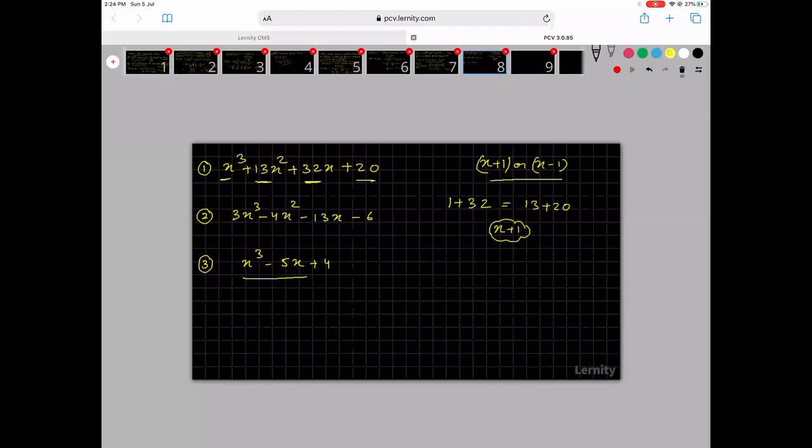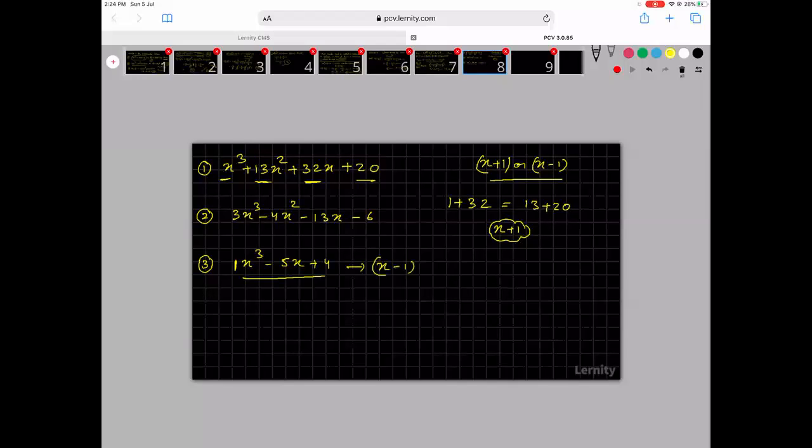Similarly, if you look at the third one, the sum of coefficients is equal to 0. Here you have 1 minus 5 plus 4. So the sum of coefficients is 0. So if the sum of coefficients is 0, what can you infer? It is divisible by x minus 1.